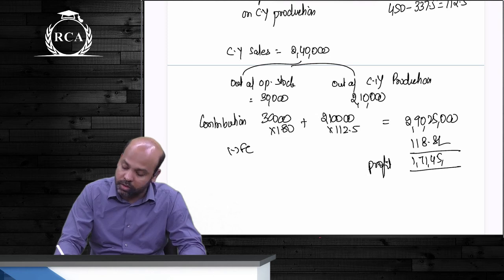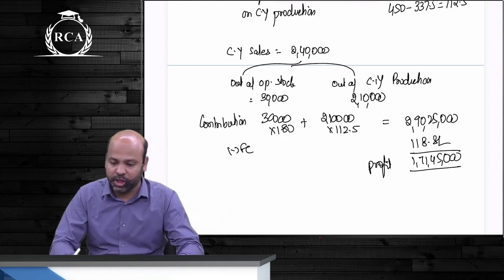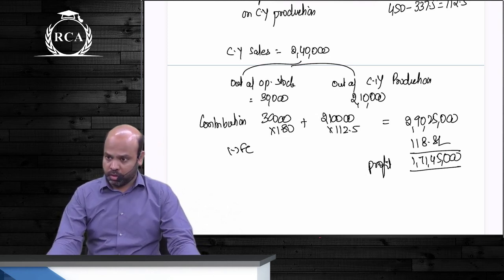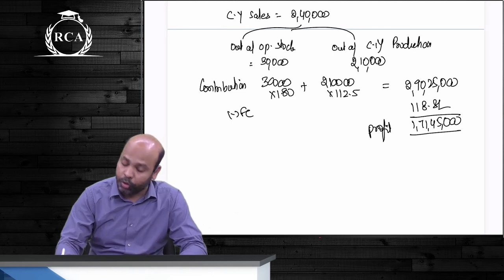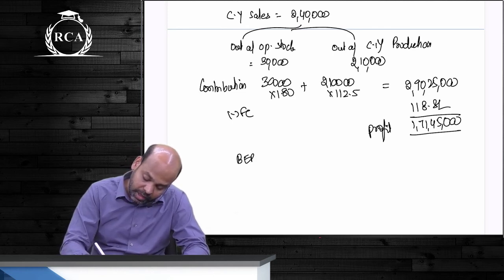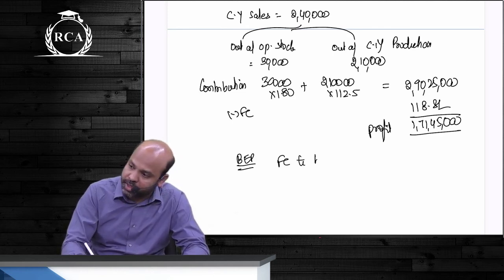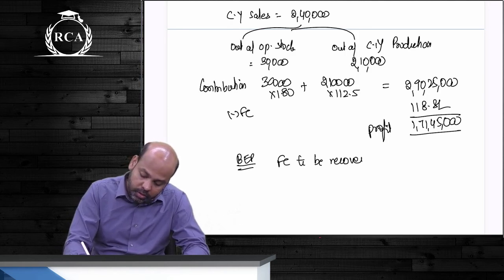40. Check that, beta, is the option correct? You were asked for profit. One of the requirements is to compute profit, guys. After this, beta, break-even point. How will I compute break-even point? What is the fixed cost to be recovered? 1 crore 18 lakhs minus contribution from opening stock.